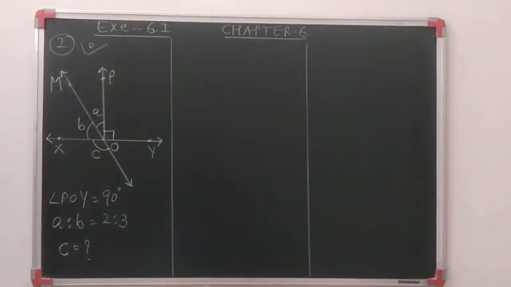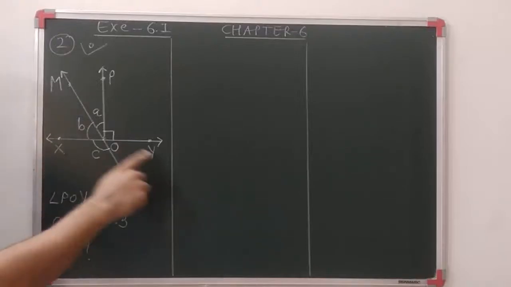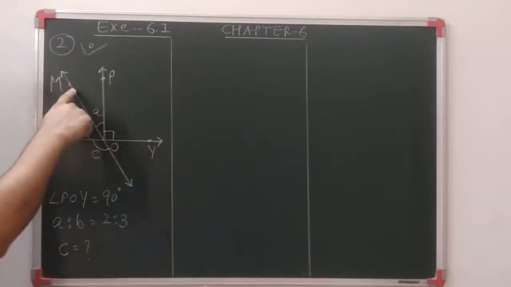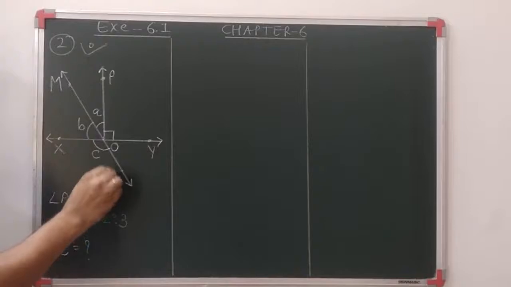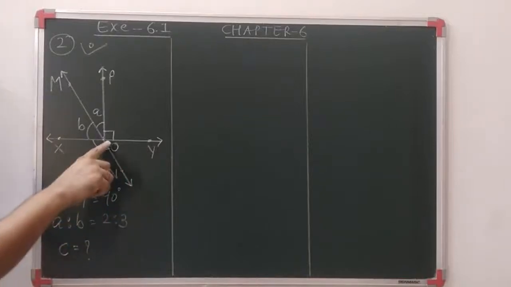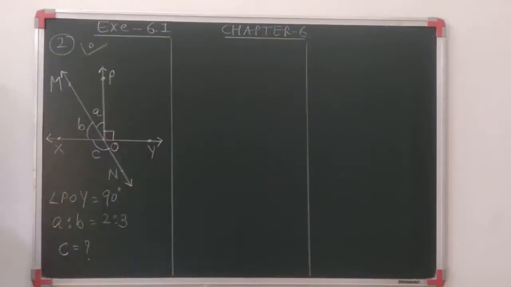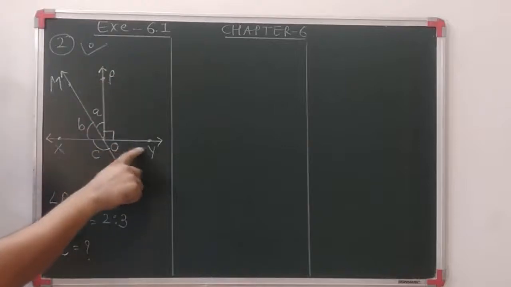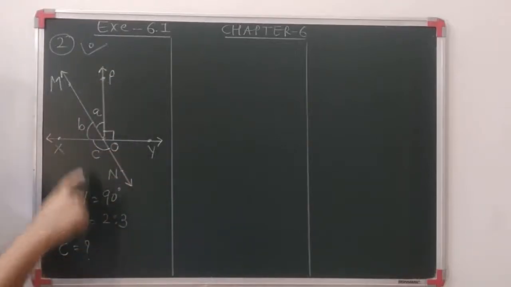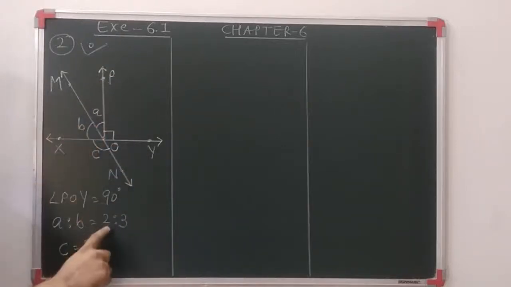Let's see one of the most important questions of this exercise, question number 2. See what is given in the diagram. There are two lines, XY and MN. They both intersect here at point O. POY is given as 90 degrees, and the ratio between A and B is given as 2:3. We have to find angle C.